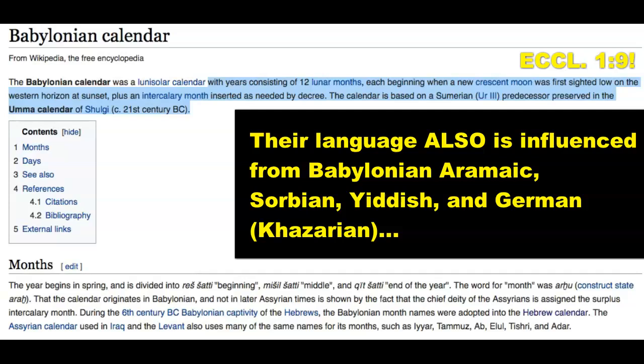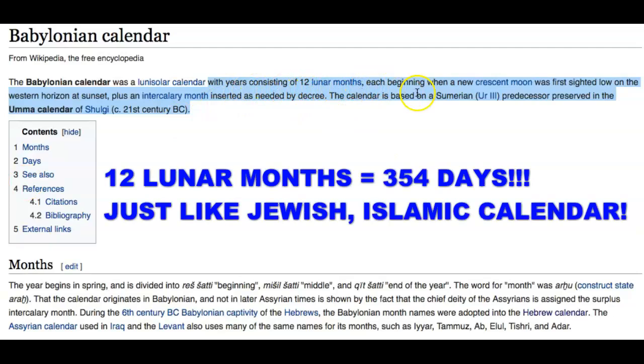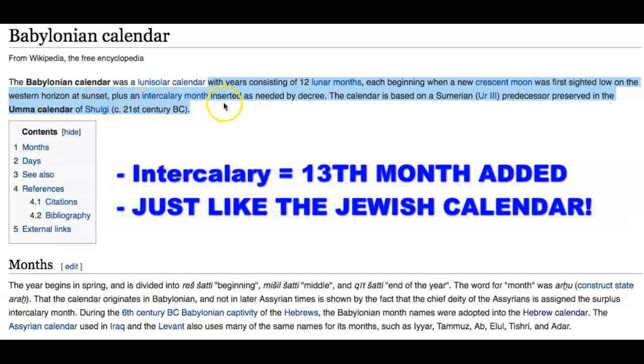How many thousands of years later, and nothing has changed, because now we're here at Wikipedia and it says the Babylonian calendar, they claim it's lunisolar, but it's just lunar, because it says years consisted of 12 lunar months, each beginning when a new crescent moon was first sighted low on the western horizon at sundown, plus an intercalary month inserted as needed by decree. This is no different than the Jewish calendar.